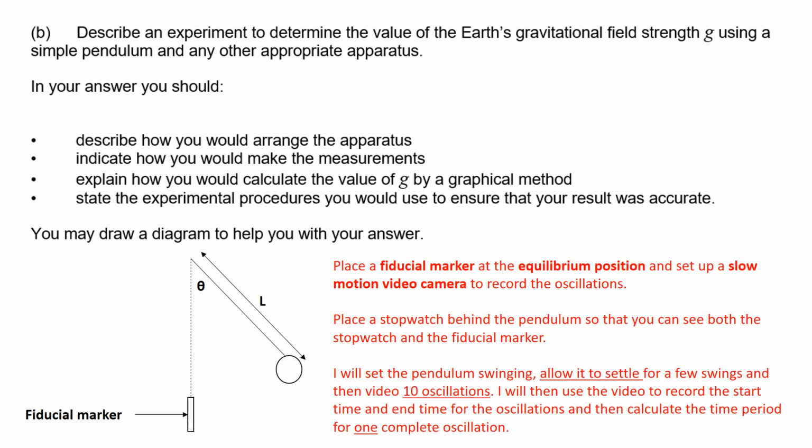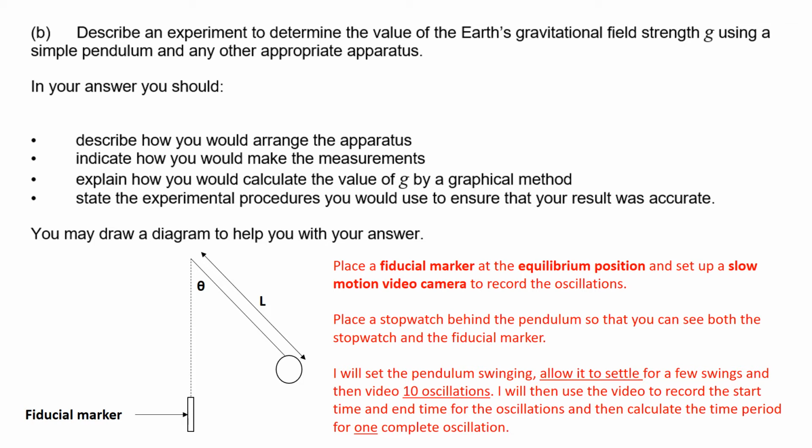So next one, we want to describe an experiment to determine the value of Earth's gravitational field strength using a simple pendulum and some other apparatus. We need to describe how we would arrange the apparatus, indicate how you'd make the measurements, explain how you'd calculate g using a graphical method, and state experimental procedures you'd use to ensure it was accurate. So it suggests drawing a diagram, so that's what I've done to start off with.